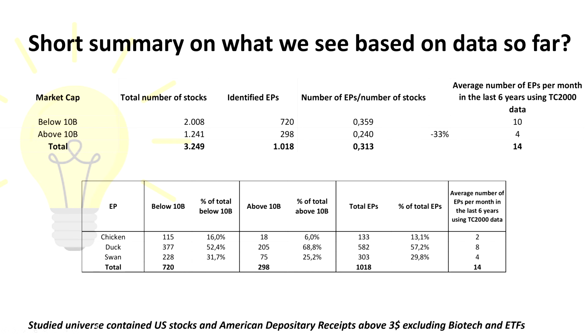Okay, just a reminder, this covers US stocks and ADRs above $3, excluding biotech. I think this number would be even more crazy if we took biotech, because that is an area with significant EPs, but I just wanted to take it out. And then ETFs. Deal.